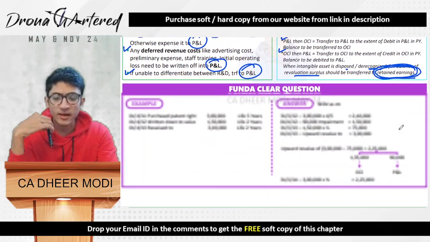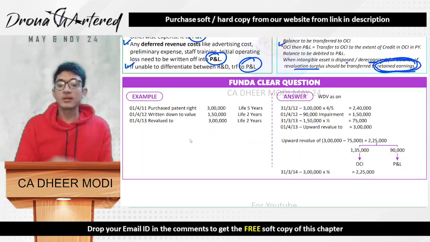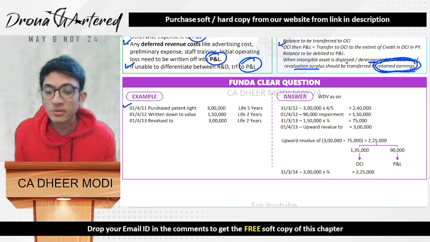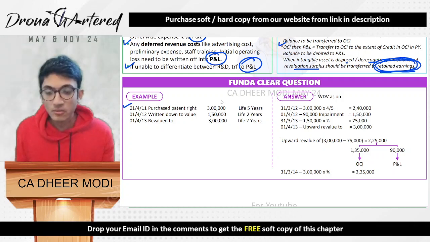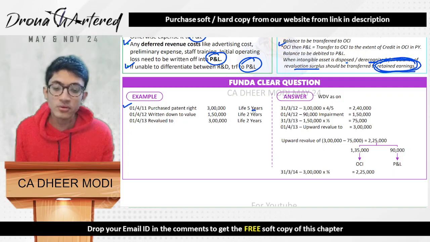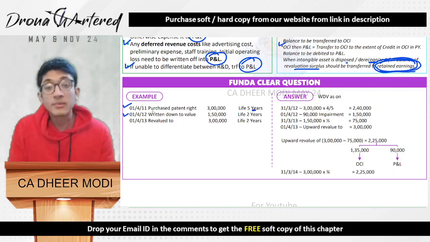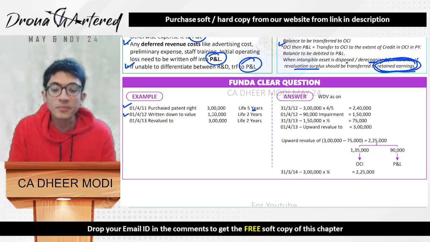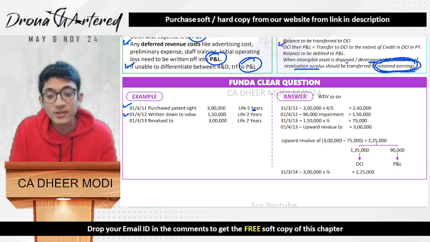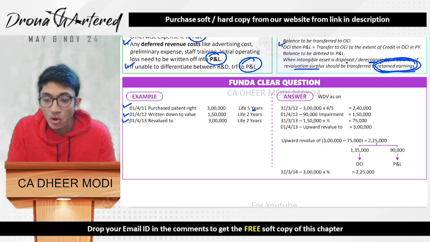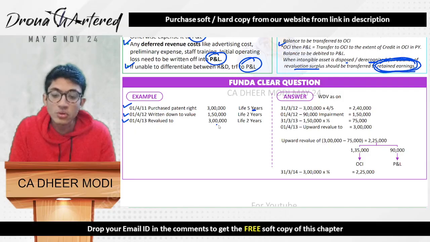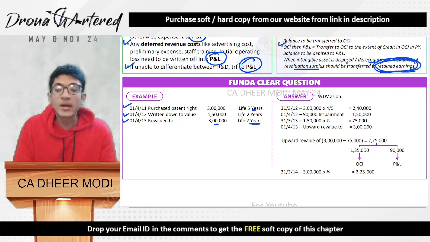Okay, so I put a small question so that it is clear. Say for example, on 1st April 2011, you purchased a patent whose cost was rupees 3 lakh and life was for 5 years. On 1st April 12, that means after 1 year, the written down value comes down to 1 lakh 50,000 and life is now only 2 years. So ideally life left was 4 years, but instead of 4 years, it is only 2 years. On 1st April 13, it is revalued to 3 lakh and life is still 2 years.